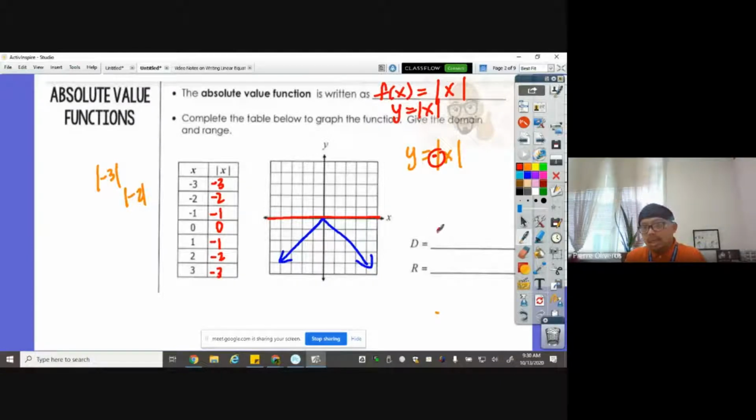The domain here is, again, from left to right, all real numbers, from -infinity to +infinity. But the range here, since the graph keeps going down, is from -infinity, and the highest point now is 0, with a bracket on 0. Okay, as simple as that.